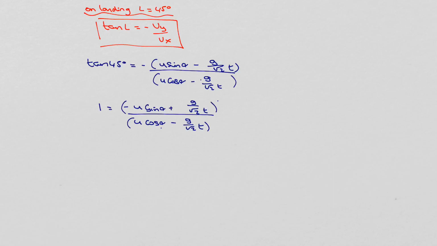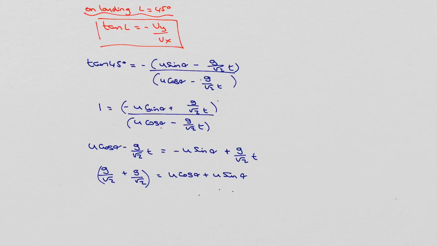So we have a fraction here, so we're going to cross multiply, which gives us u cos alpha minus g over root 2 t is equal to minus u sine alpha minus g over root 2 t. I'm going to bring all the t's to the left-hand side. So therefore that's g over root 2 plus g over root 2. Or I should say, sorry, that should be a plus there in the previous line, I was thinking. Okay, and then we have is equal to u cos alpha plus u sine alpha.